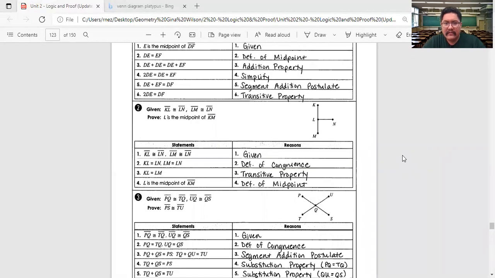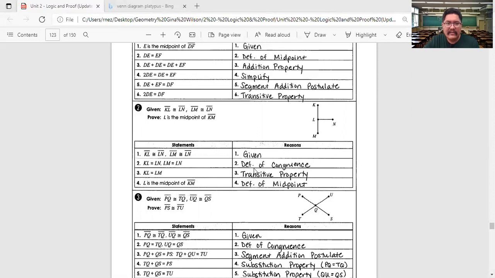Go ahead and go down here. All right, so we have another set of figures over here. We have K, L, M, N. Given that KL, so line segment KL, is the same as LN, this one and this one are the same. LM and LN, this one and this one, are the same. So you could probably say all three of these line segments are the same size. And L is the midpoint of KM. So now we know pretty much that this is the same as that.